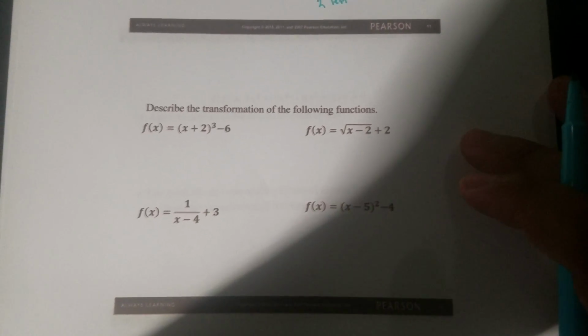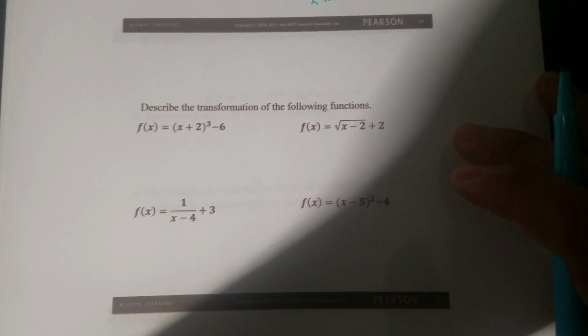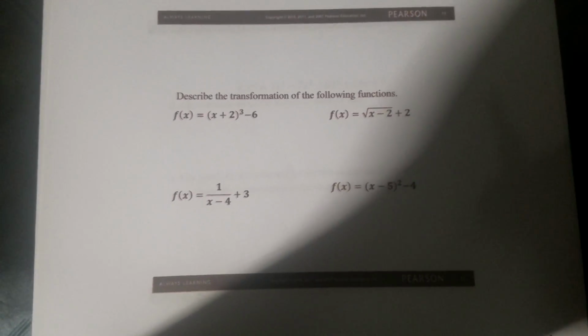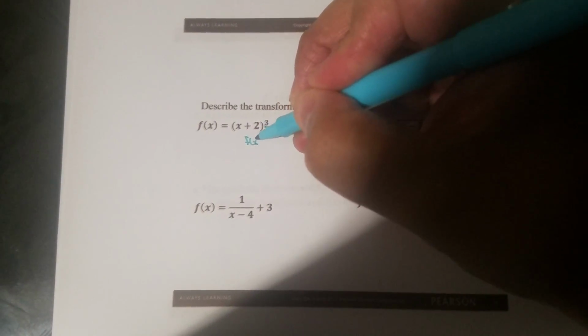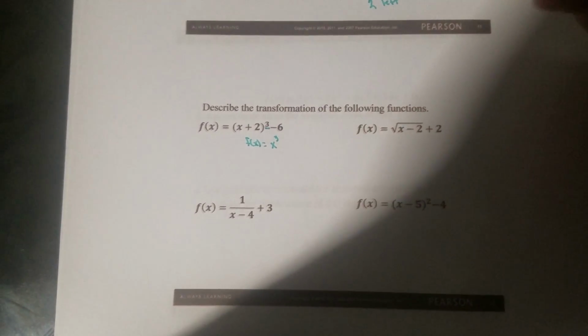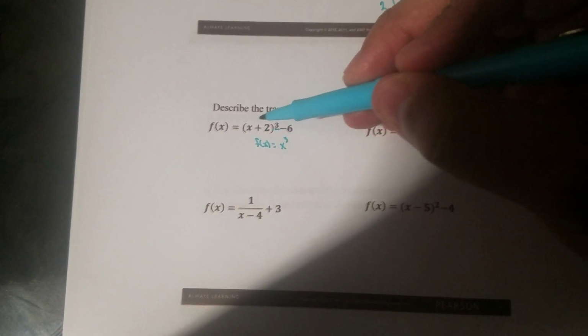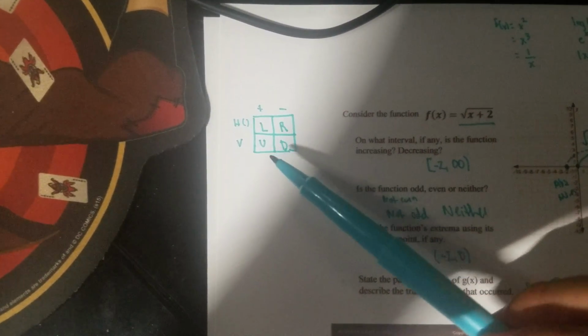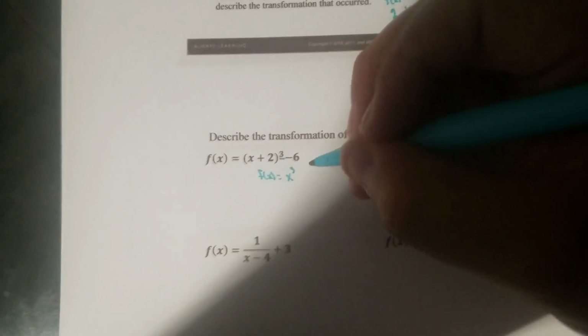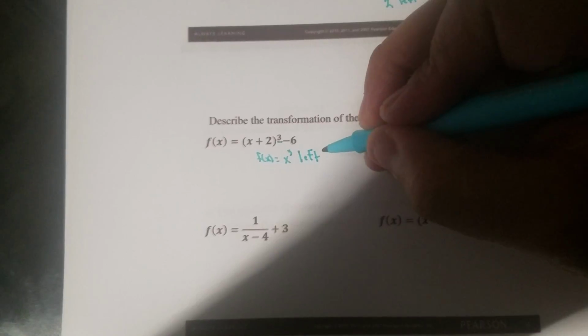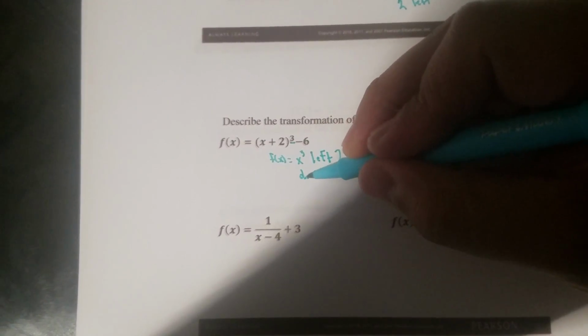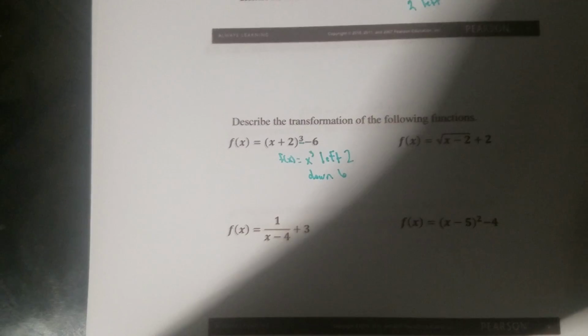Looking over here, this is asking to describe the transformation. So let's start at least with what's the original equation. In this one right here, it's cubed, right? So this is my original equation, the x cubed, and I moved inside the parentheses. So I go over here inside the parentheses, so I moved to the left because it's plus. So I moved left 2, and I went down 6.